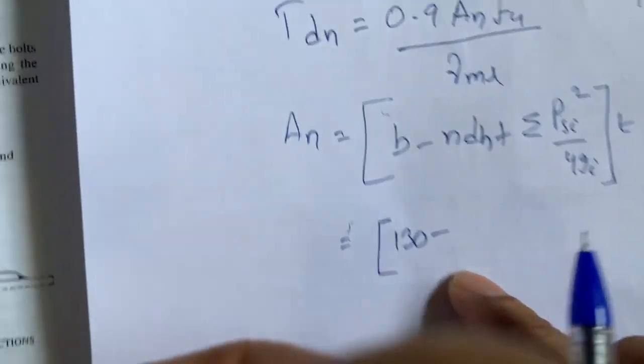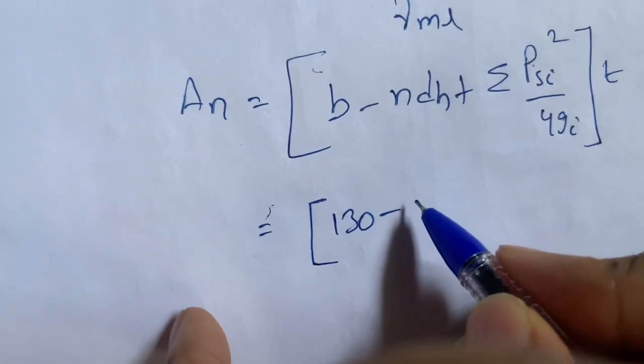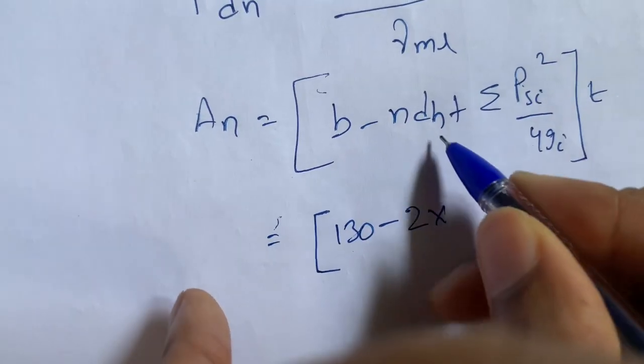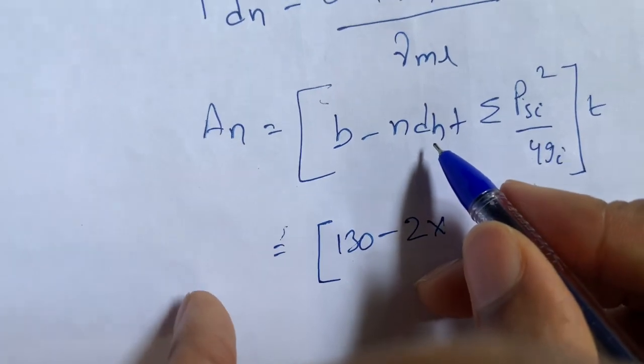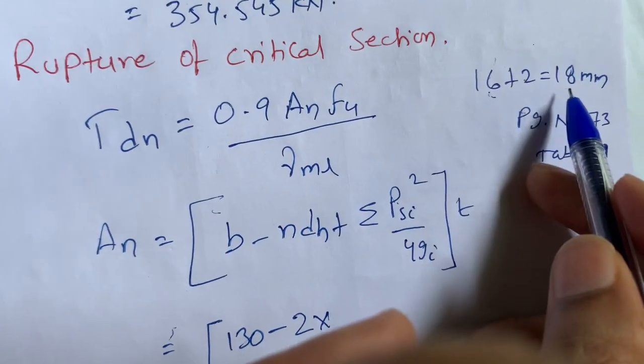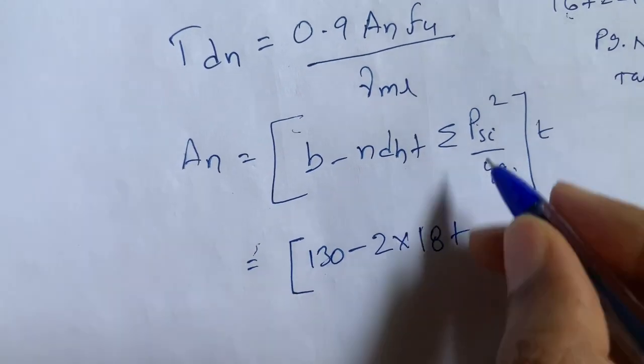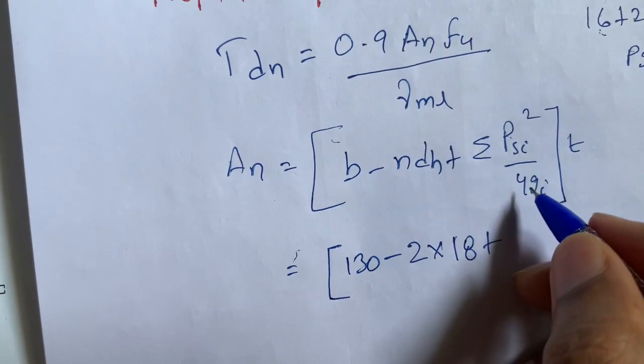Okay, so n equal to the number of bolt holes, that is 2, and Dh is the diameter of the hole. Already we calculated the diameter of the hole is 18 mm, plus this one, Ps squared by 4g_i into t.